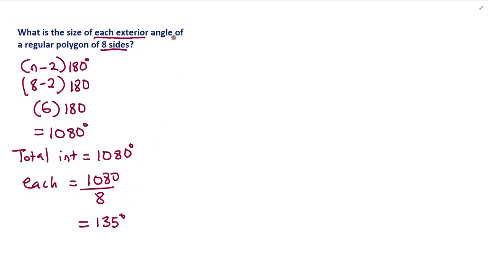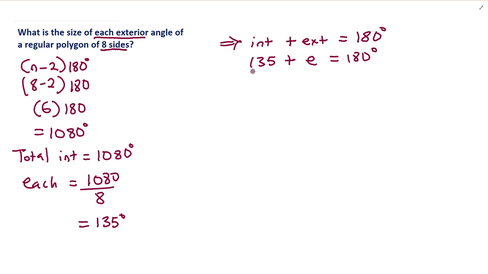But you know that, let's continue from here. Interior angle plus exterior angle is equal to 180 degrees. I want you to take note of this. Now each interior angle is 135 plus each exterior angle, let's call it e. We don't know what it is yet. So 180 degrees. We subtract 135 from both sides, so e is equal to 180 minus 135, which is 45 degrees.